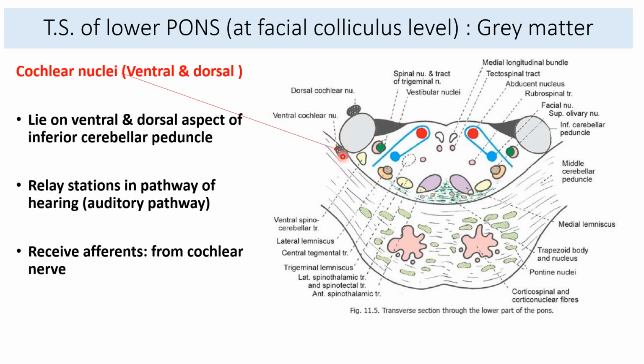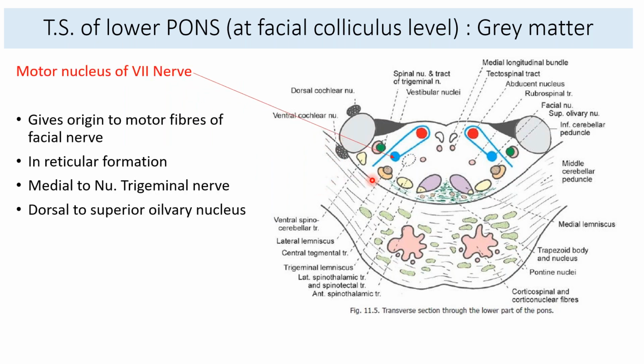Then the cochlear component of the vestibulocochlear nerve, the dorsal and the ventral cochlear nucleus, you have to draw on the dorsal and the ventral aspect of the inferior cerebellar peduncle. It is basically the relay station for the auditory pathway, that is the hearing pathway. They are going to receive afferents from the cochlear nerve. Like the vestibular nuclei received afferents from the vestibular portion of the vestibulocochlear nerve, this receives afferents from the cochlear nerve and is involved in the auditory pathway. This much you should know about these cranial nerve nuclei.